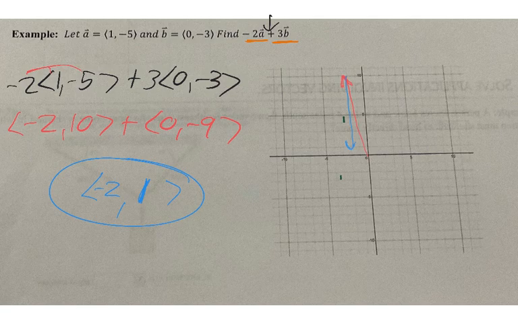Would be this vector, right? I went down 9 from there. And so then what would be my resultant vector? You can see it is left 2, up 1. The one I have in orange there.